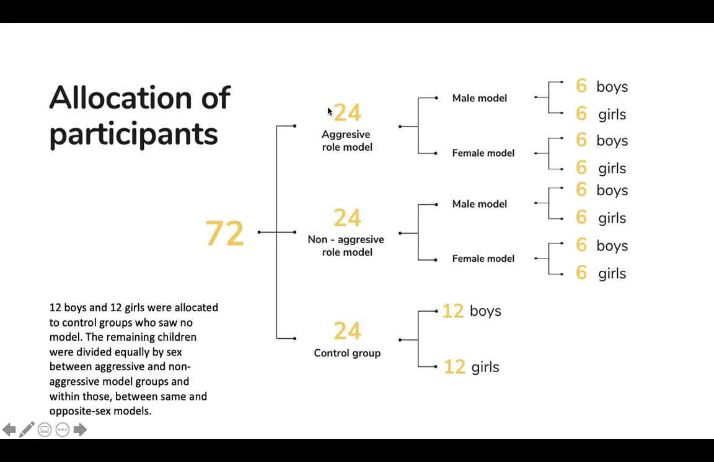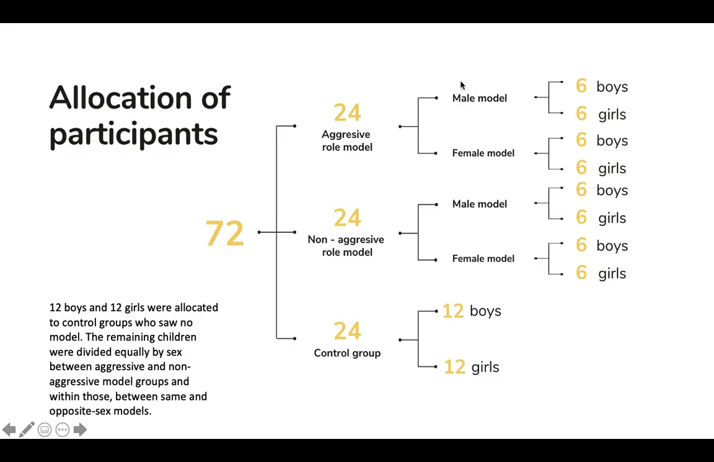So 24 in the aggressive role model group, we divide them equally. 12 of them will see an aggressive male model, and 12 of them will see an aggressive female model. Of those who saw the male model, 6 are boys and 6 are girls. So here these boys will observe a same-sex model. These girls will not observe the same-sex model; they will observe a male model. Are they more likely to copy it?